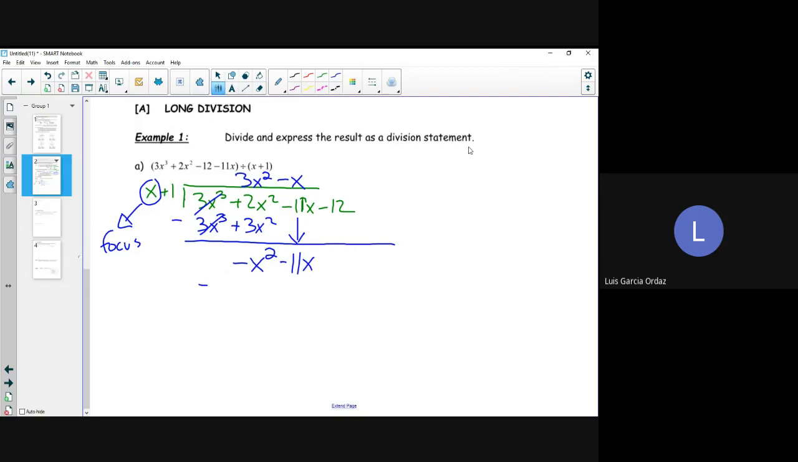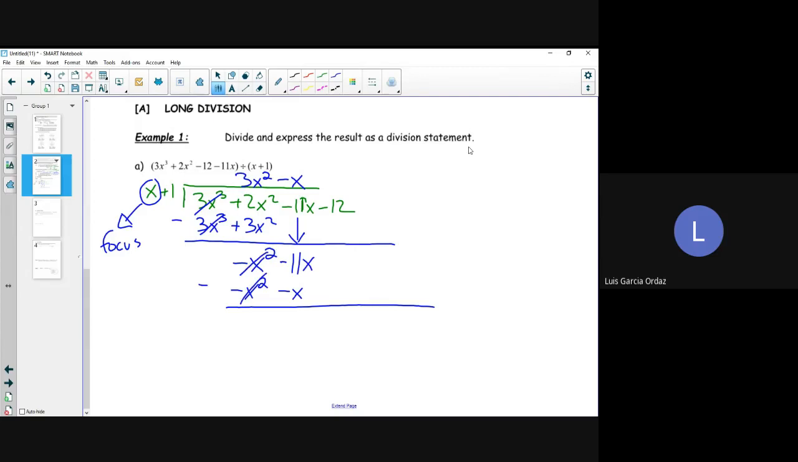Okay, and now we multiply negative x by x plus 1. So what's negative x times x squared? And what is negative x times positive 1? Negative x. What's negative x squared minus negative x squared? Zero, yeah, the first one. Zero.